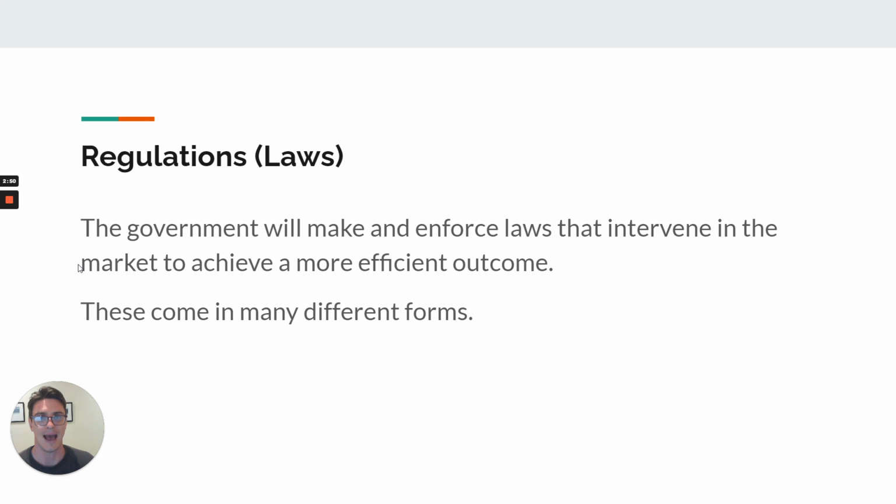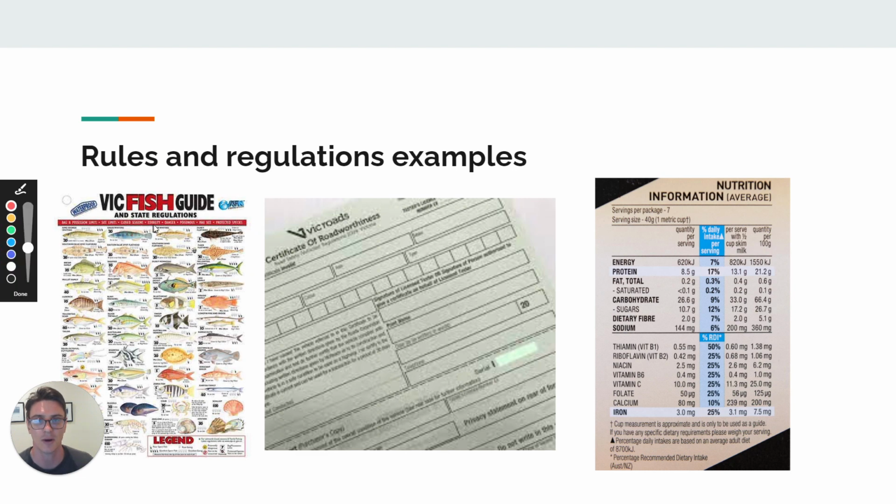Let's have a look at regulations and laws. Now, these come in many different shapes and sizes, but it's basically when the government enforces or imposes some rules on a particular market that's going to correct a failure and achieve an efficient outcome. So I think it's best to have a look at some examples. The first one here is a Victoria fishing guide.